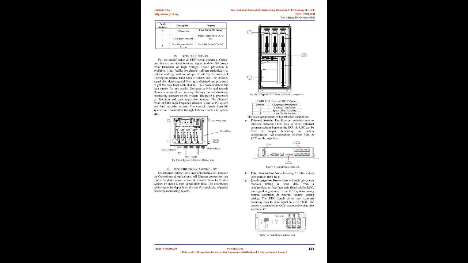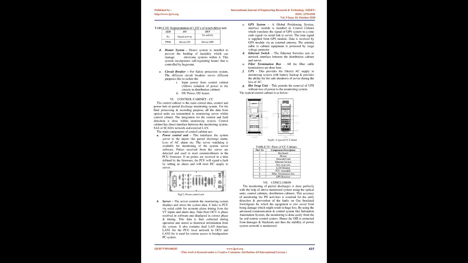5. Distribution cabinet, DC. Distribution cabinet acts like communication between the control unit and optical unit. All Ethernet connections are routed by the distribution cabinet and transferred to the control cabinet by using a high-speed fiber link. The distribution cabinet quantity depends on the size and complexity of the partial discharge monitoring system.